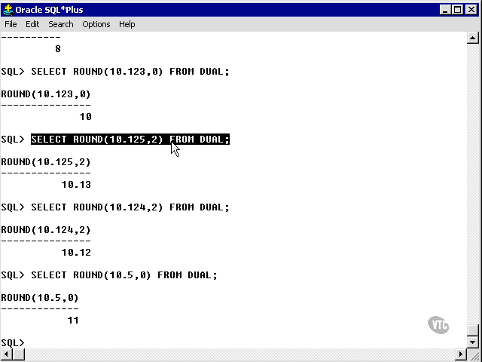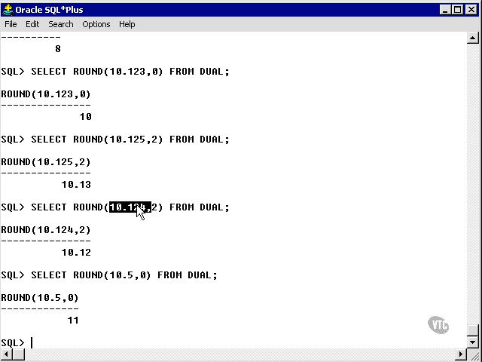Here we see we've done 10.125 to 2 decimal places. Because the 5 is there, the 2 will be rounded up to 3, so we get 10.13. The opposite is true of this one, where we've gone 124. The third decimal place will round down to 12.